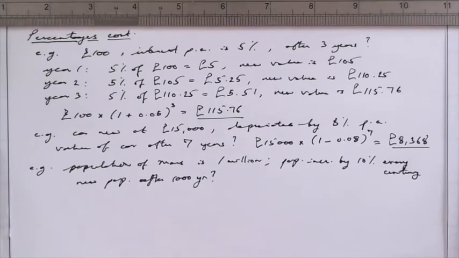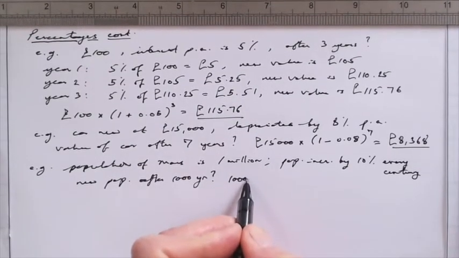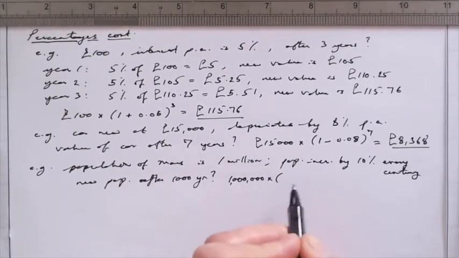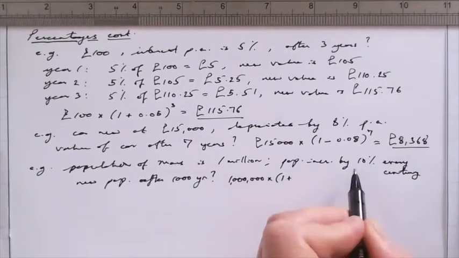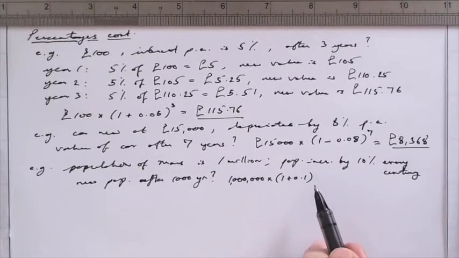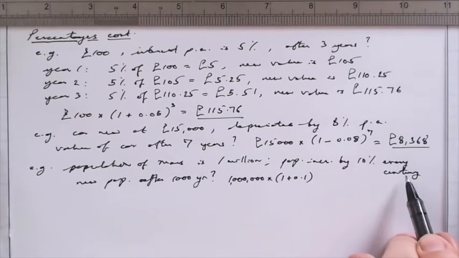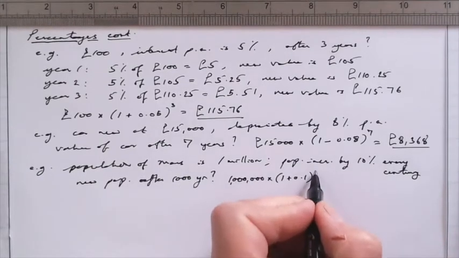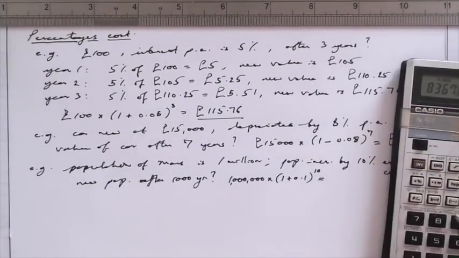Okay, so it's going to be 1 million multiplied by 1, representing the original value, plus 10%, which would be 0.1. This is applied for 10 centuries because it increases by 10% every century, and after 1,000 years that's 10 centuries. So we raise this to the power of 10, and let's see what we would get.